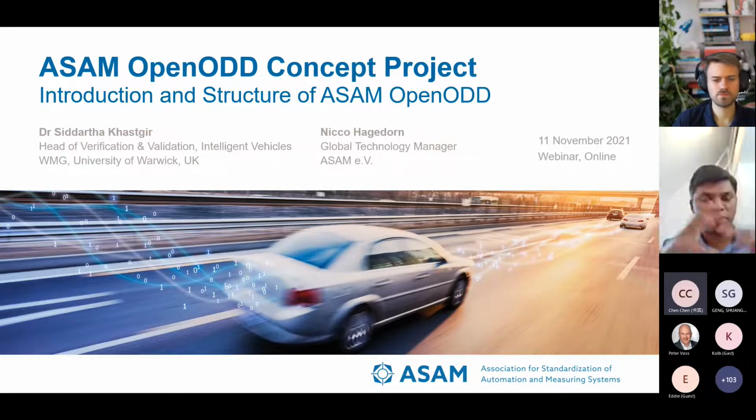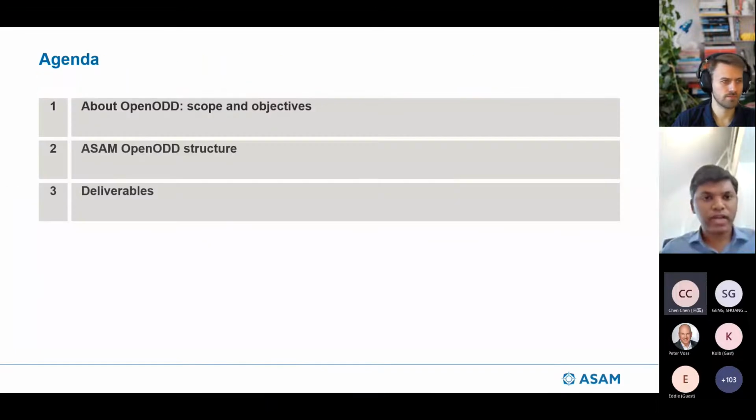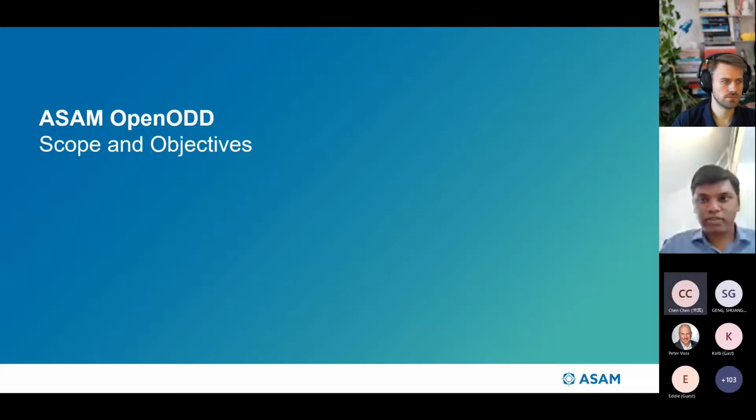So we'll start off with the introduction of the scope and the things that we've done, and then go into the concept paper itself and its structure. That would be one of the deliverables that you will receive and will be openly accessible to all of you. I'll start off with the scope and objectives, and then I'll hand over to Nico to talk a bit about the OpenODD structure and the deliverables. So hopefully this moves.